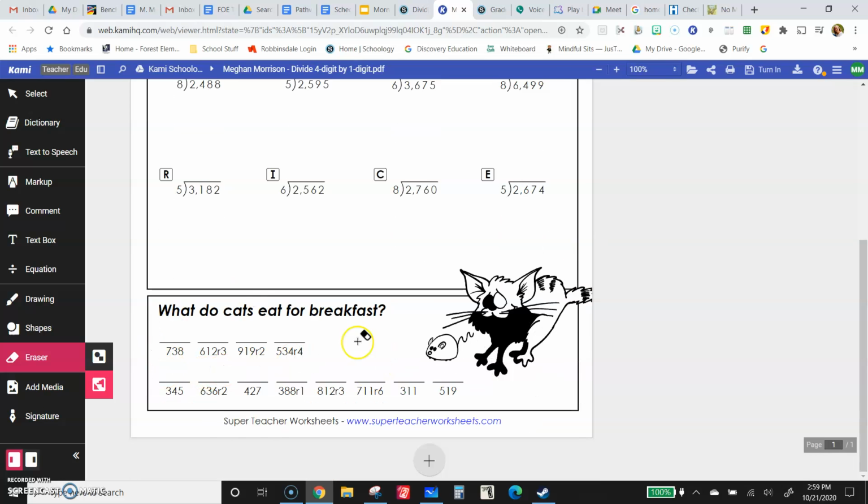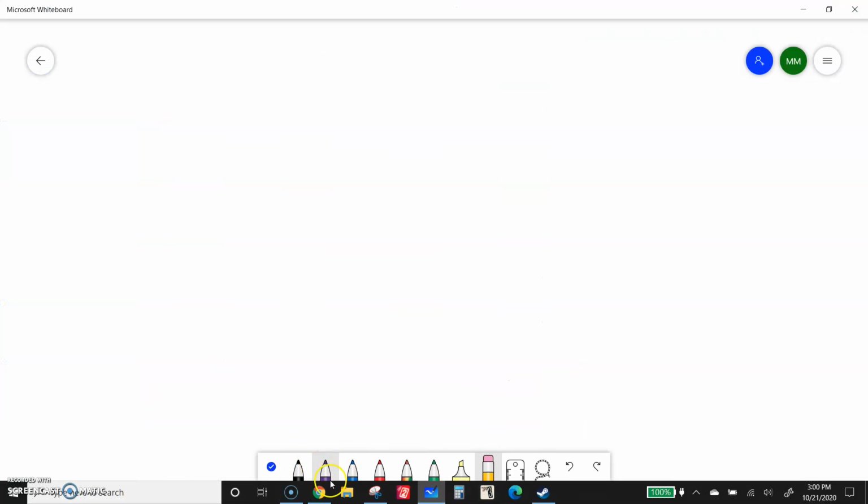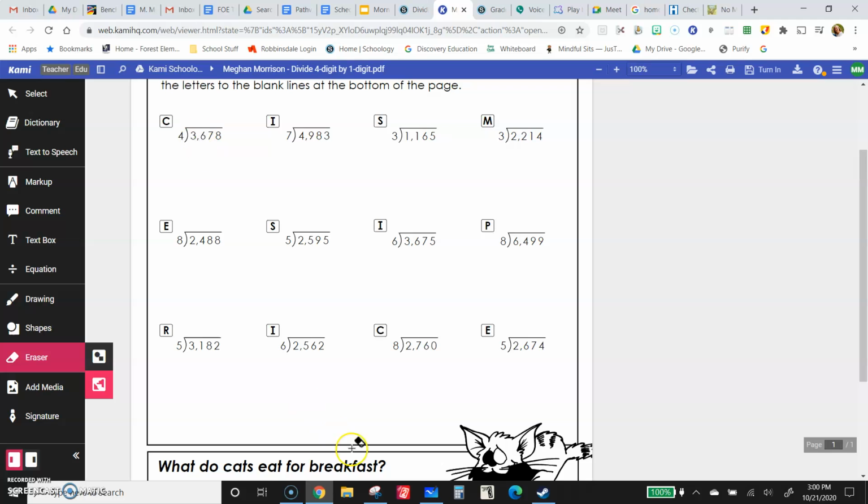Notice that some of them will have remainders. This little puzzle at the bottom you can fill out. It can be a way to see, okay, is my answer there? But you don't have to do that if you do not want to. So the first one I'm going to do is that first one, C.